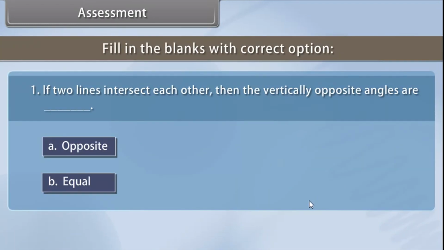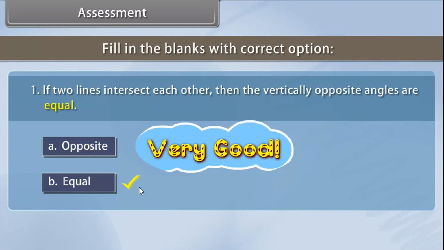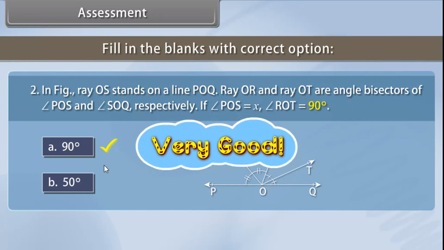Assessment. Now answer the given questions. Fill in the blanks with correct option. Very good. Very good.